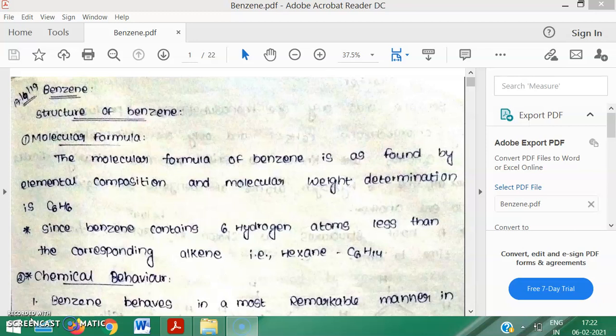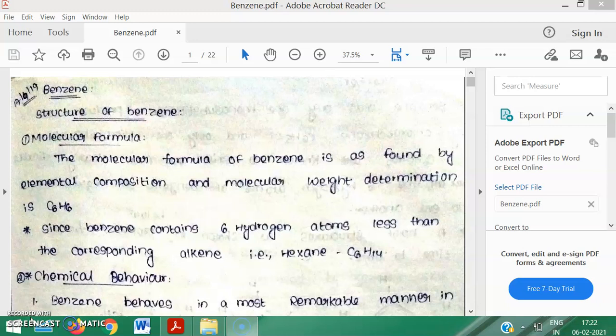The molecular formula of benzene, as found by elemental composition and molecular weight determination, is C6H6. That means the actual formula C6H6 is found out by the elemental composition. How many carbons are present and how many hydrogens are present can be determined by the elemental composition. And according to that number of carbons and hydrogens, we can determine the molecular weight.